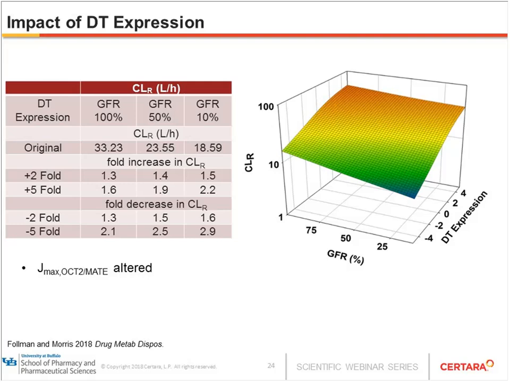Interestingly, we see that this effect is magnified in renal impairment. So for an increase in drug transporter expression of 5-fold in a healthy population, we see a 1.6-fold increase in renal clearance. This is increased to 2.2-fold when we're looking at the severe renally impaired population, or the GFR of 10%. And this is likely due to the fact that as we're reducing our GFR so much, the reliance of renal clearance on transport is increased, and so any change in that transport results in a greater change in the renal clearance.